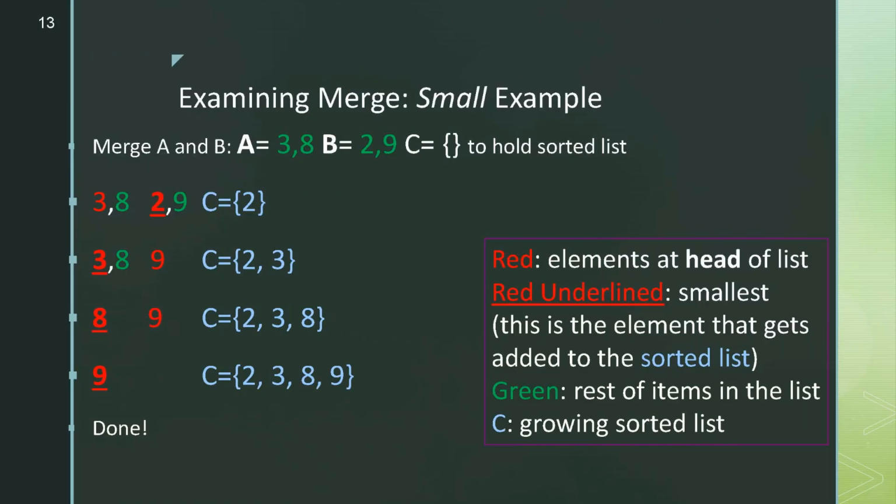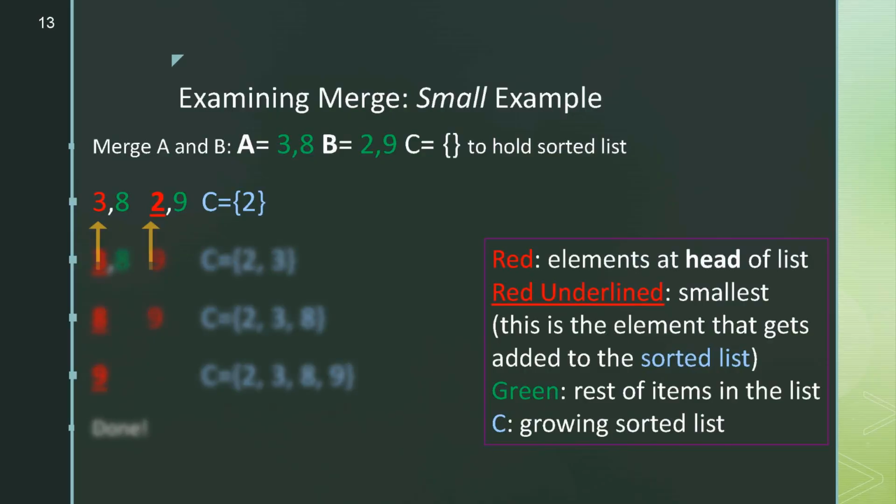So let's examine merge using a very small example. Let's say we have two lists A and B. A is 3 and 8, and B is 2 and 9. The result is currently empty. The red elements are at the head of the list, and underlined is the smallest element. The green is the rest of the items in the list, and C is the growing sorted list. So I look at the head of A and B, in other words 3 and 2, realizing that 2 is smaller, therefore 2 is the one that's underlined. I place that element into my result, 2.